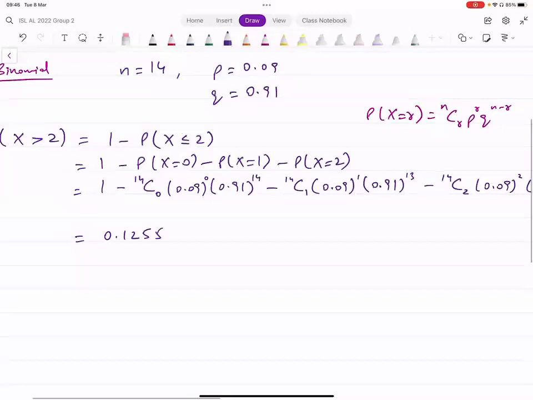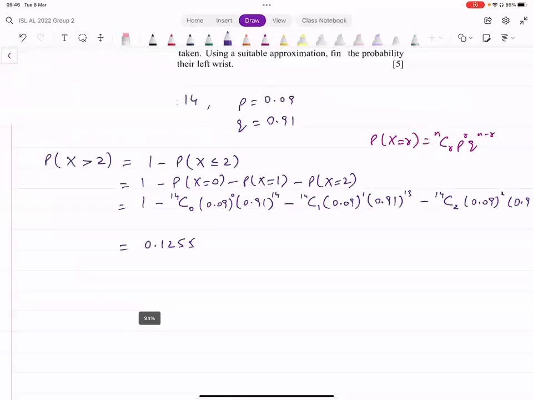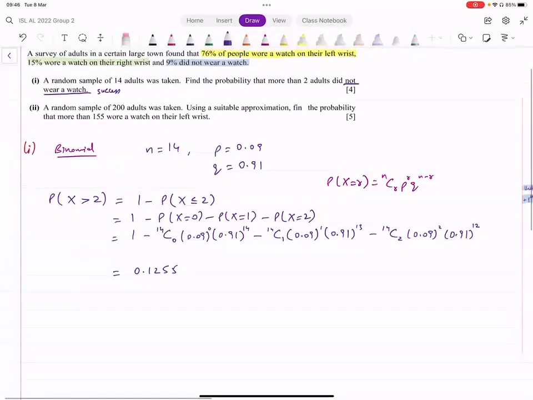Okay, so I think that's correct. Yes, sir. This is what you should be getting. 0.1255. Okay. Yeah, हमारे पास आ गया first part. Now let's look at the second part.